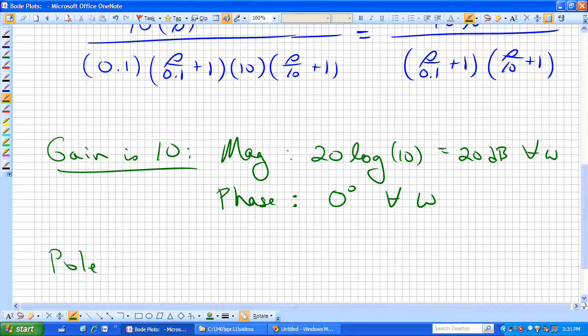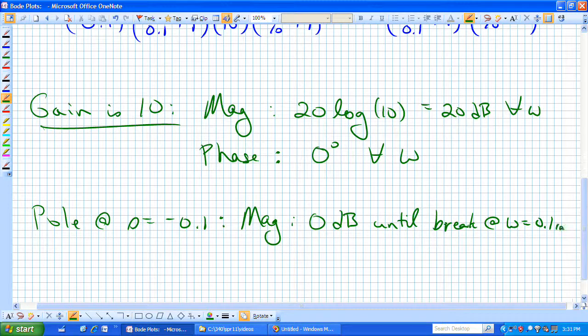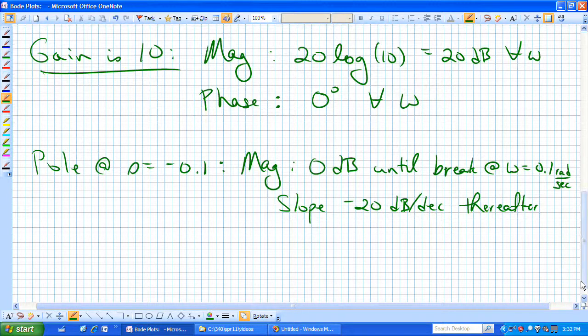Again, going from smallest to largest, if we look at our pole at s equal minus 0.1, let's look at its magnitude. Because we've now put it into time constant form, that particular pole factor will be 0 dB until we reach the break frequency, which is actually the value of the pole, and so it's going to be 0 dB until it breaks at omega equals 0.1, and that's in radians per second. After the break, it then has a slope for all remaining frequencies of going down, since it's a pole, of minus 20 dB per decade thereafter, or after omega equals 0.1.